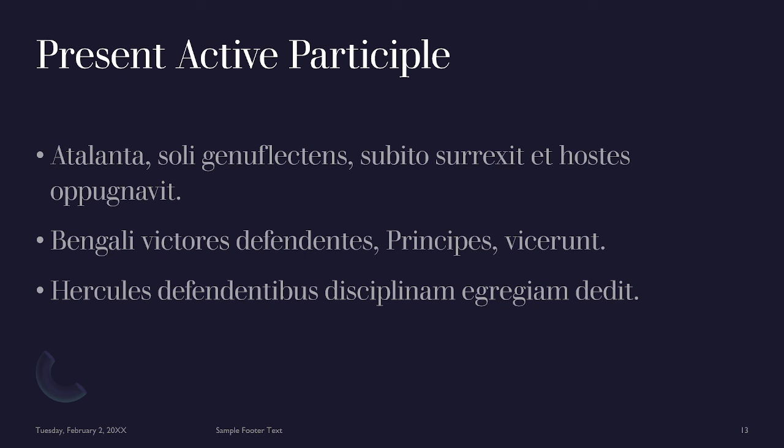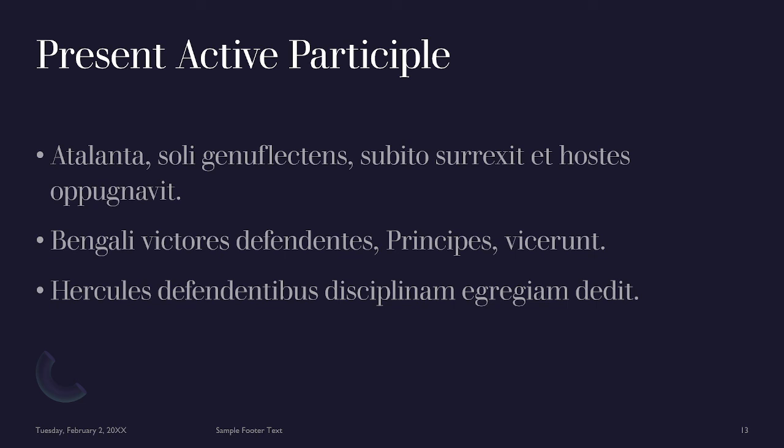Hercules defendentibus disciplinam egregiam dedit. So we see that defendentibus, you see the -nt in the word, so that's a good sign that we're dealing with a participle. We know defendo comes from a verb, so again, another reason to think this is a participle. But notice the -ibus ending. Nothing else has an ending like that. There's nothing with an -is or another -ibus or an -abus. So this is the only word of its case in the sentence. That's how you would know this is being used as a substantive, because there's nothing else that looks like it in the sentence.